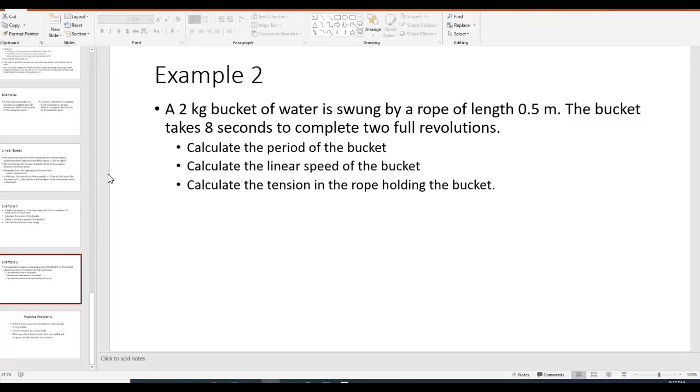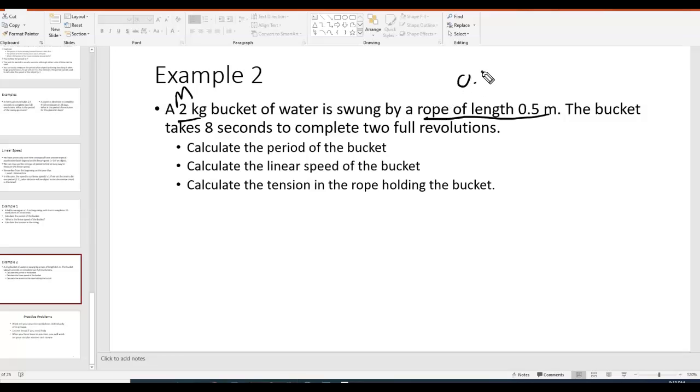Example 2. Okay, now we have another bucket of water. That's great. Exact same situation. So let's see. Now we're given the mass of the bucket. That's good. The mass of the bucket is 2 kilograms. The rope has a length of 0.5 meters.